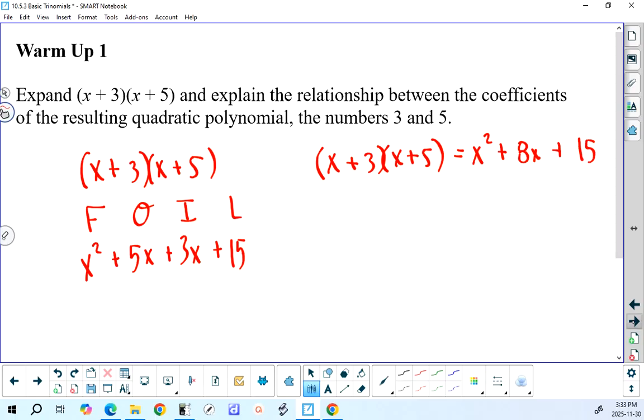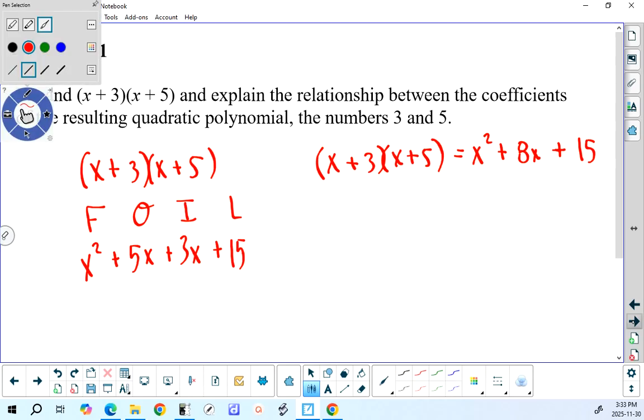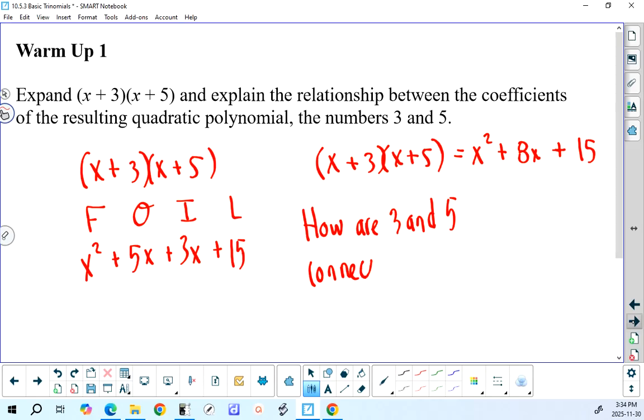And what we were asked to do is explain the relationship between the numbers 3 and 5, which appear in the factored form, and the coefficients of the quadratic polynomial. So the question is, what is the relationship here? I'm going to write this out. How are 3 and 5 connected to 8 and 15? That's what the question is.